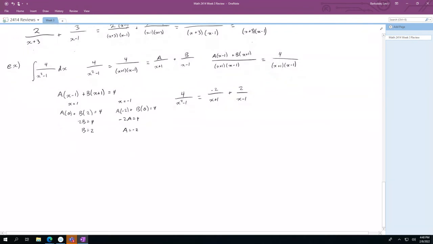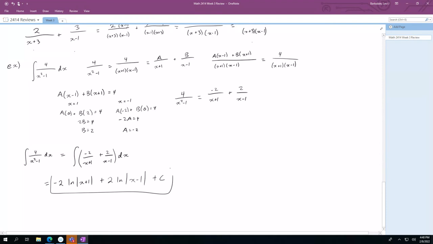Which means I can rewrite my integral as the integral of negative 2 over x plus 1 plus 2 over x minus 1 dx. And both of these integrals are pretty easy to do. The first is negative 2 times the natural log of x plus 1. And the second is 2 times the natural log of x minus 1. And we're done. Did that make sense?